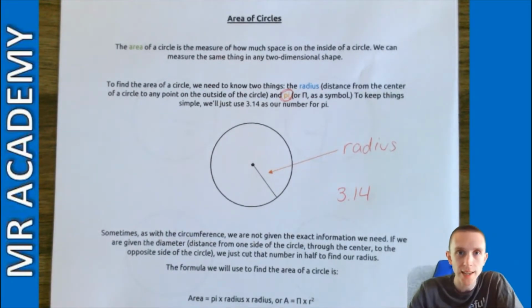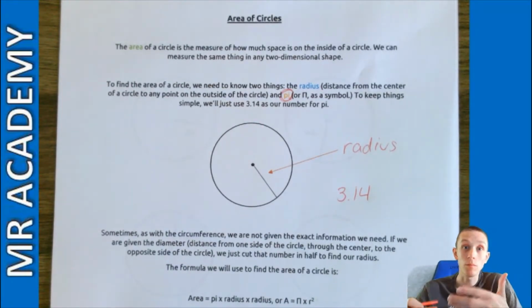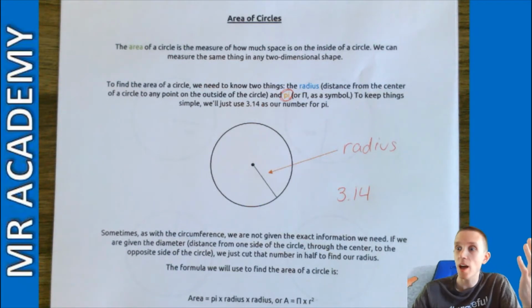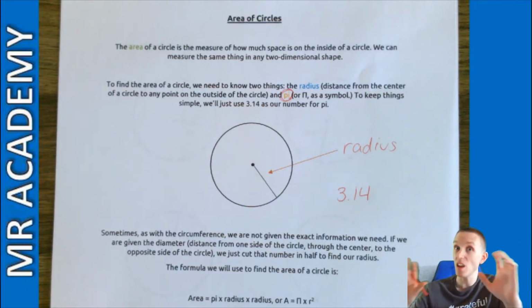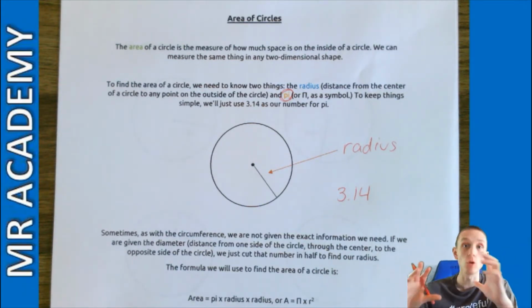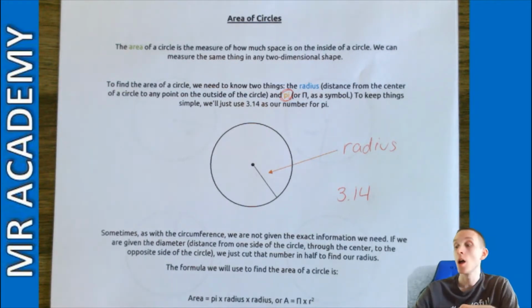Maybe in your math class, you're just using the pi symbol. That's fine. You don't have to multiply whatever we're doing by anything. You can just keep that pi symbol in there. You don't have to use the number. That's fine. In this case, we're going to be using 3.14.